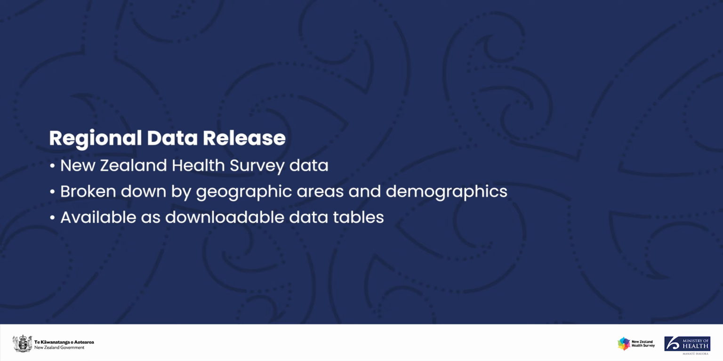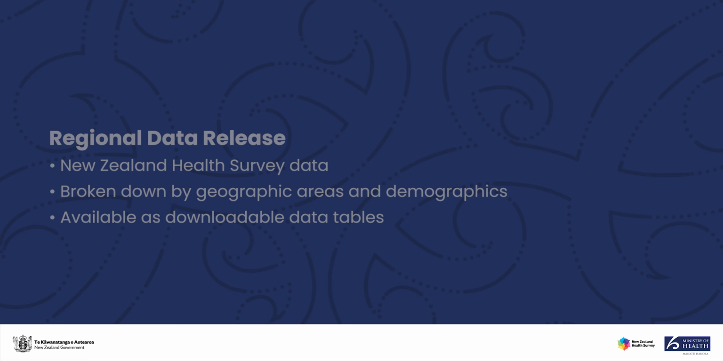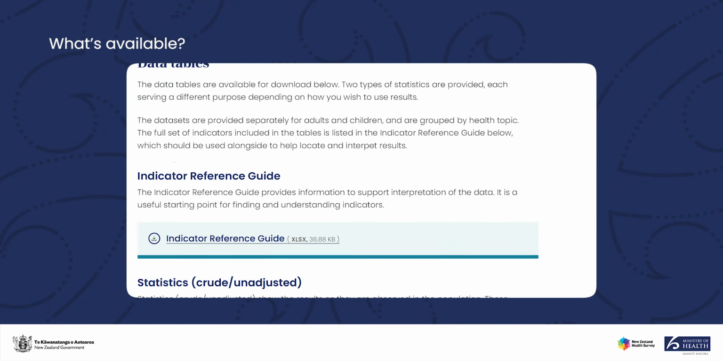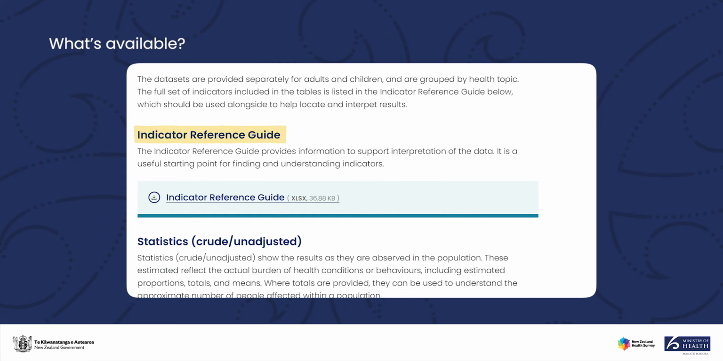The data is available as downloadable data tables, allowing you to explore health and wellbeing indicators for different regions and population groups across New Zealand. On the regional release page, you'll find the data itself alongside some other useful information. First, the indicator reference guide. This is your starting point.